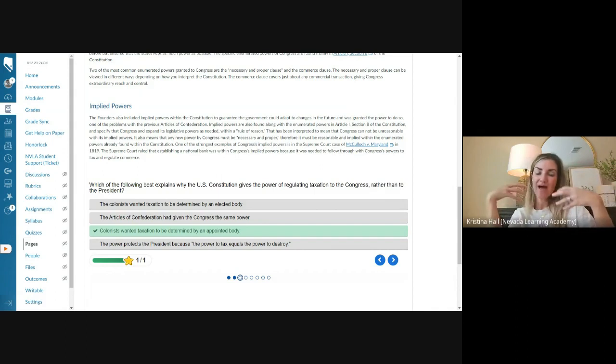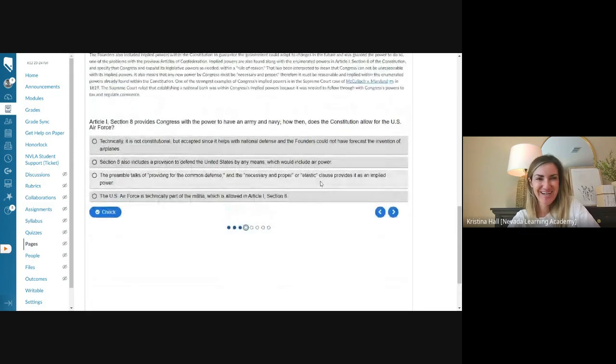So by having the appointed body, Congress, the House and the Senate, determine taxation and also control the budget, control the money, it ensures hopefully that it's being used responsibly. That's questionable sometimes, but more responsibly than maybe the president would. And to make sure we're not overspending and things like that, which unfortunately we do a lot. There's a lot of hypocrisy within government, unfortunately.